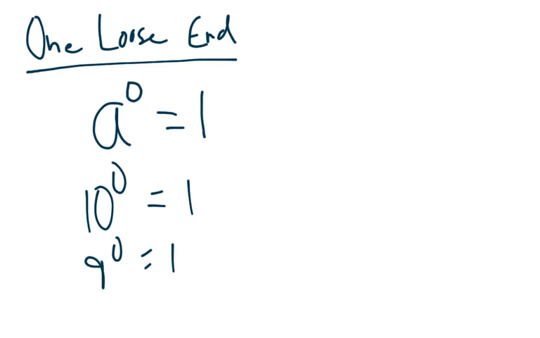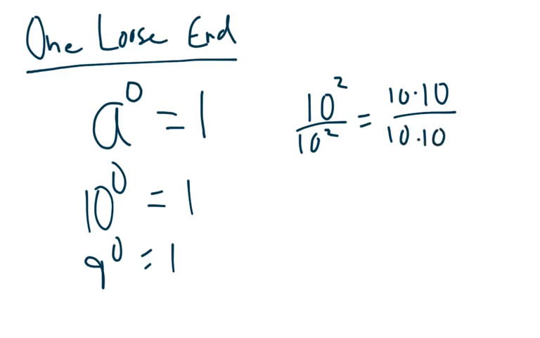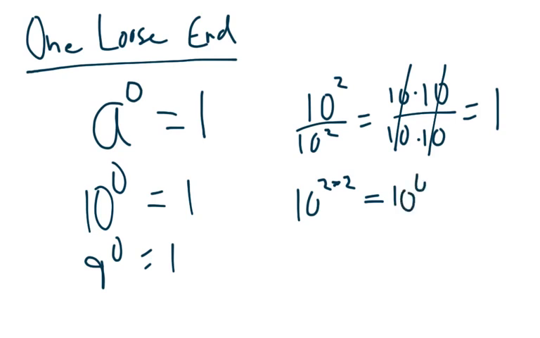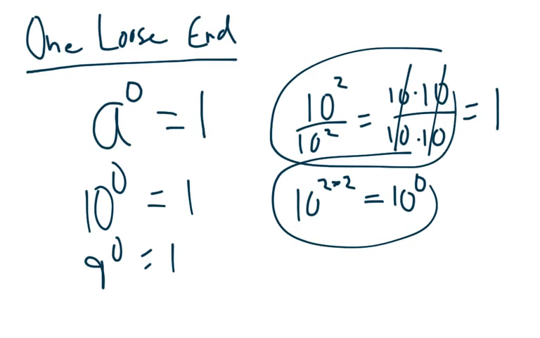And that's simply because, again, think about if we had something like 10 squared over 10 squared, and you expand it out, 10 times 10 over 10 times 10, the 10's cancel each other out, leaving you with just 1. And if we use these rules of exponents, 10 to the 2 minus 2, you're going to get 10 to the 0. These are all equivalent expressions, and so anything to the 0th power is just 1.